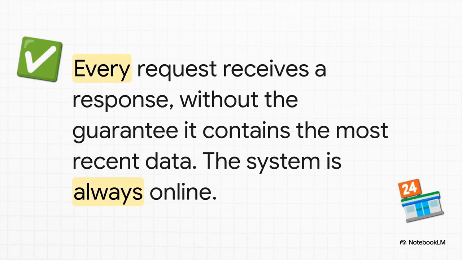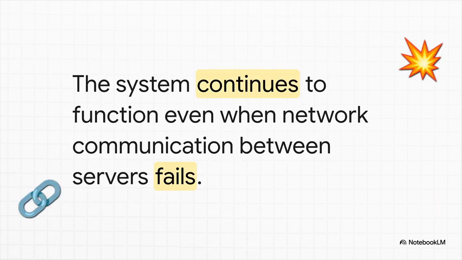Next, we have A for availability. This just means the system is always on and will always give you an answer. It might not be the most up-to-the-millisecond data, but it won't just fail on you. Think of an e-commerce site that's never closed for business. It's always available.